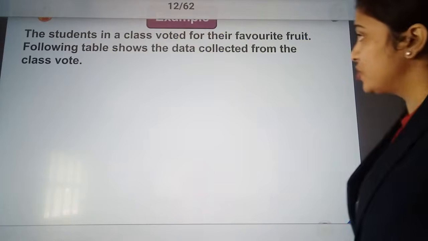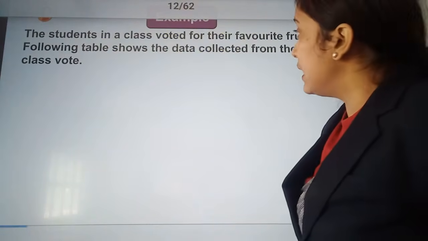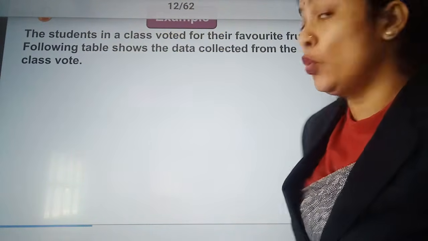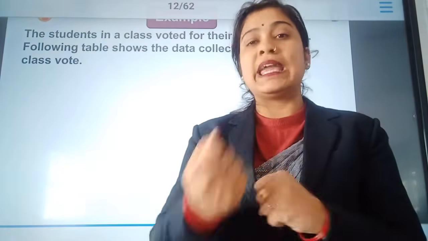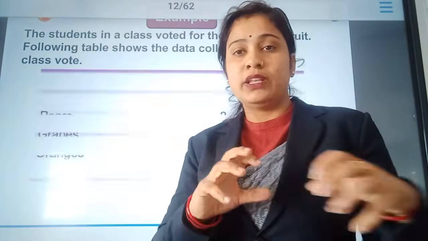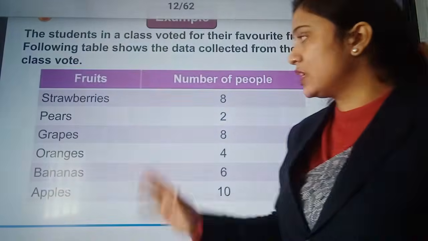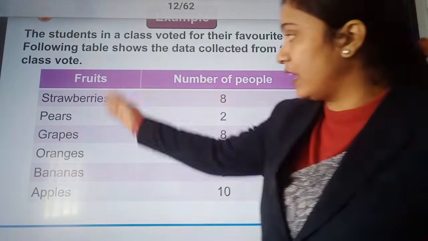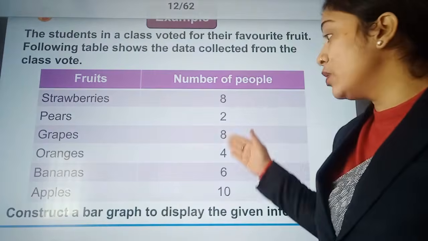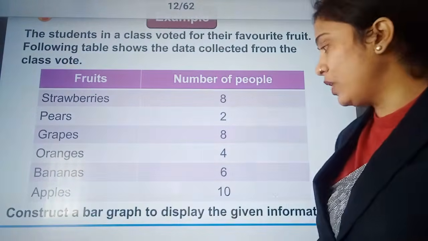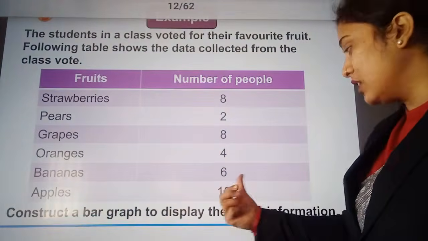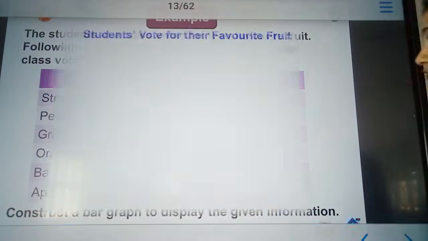Now let us go with the horizontal. Here the students in the class voted for their favorite fruit. The fruit is given, and the number of students who like that fruit. So in such a way we have collected the data, and here the fruits are given and the number of students or people who like them. Okay, so now let us construct the graph to display the information.